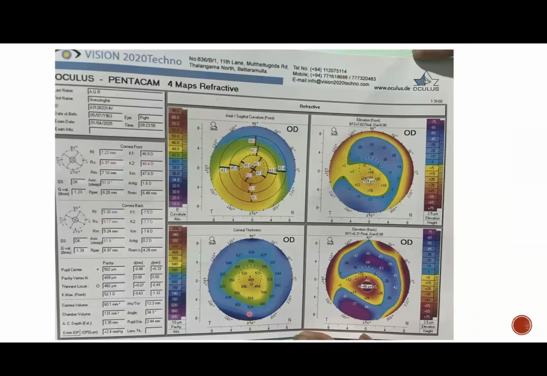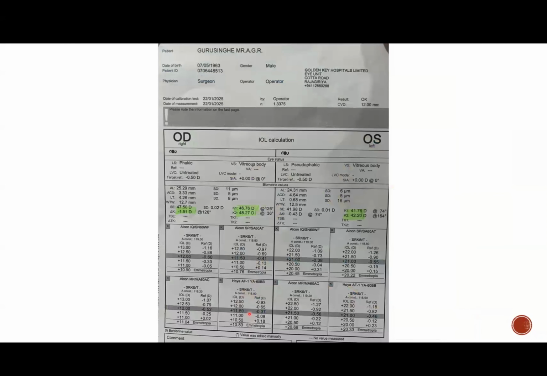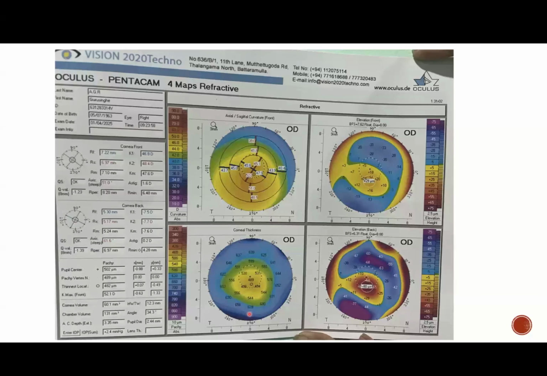So what we wanted was actually to evaluate the report, and then we got the Pentacam report. It confirms this is a keratoconus. Now you cannot go with the normal SRK/T formula, because if you go with the SRK/T formula, you are going to have a hell of a lot of problems in keratoconus.